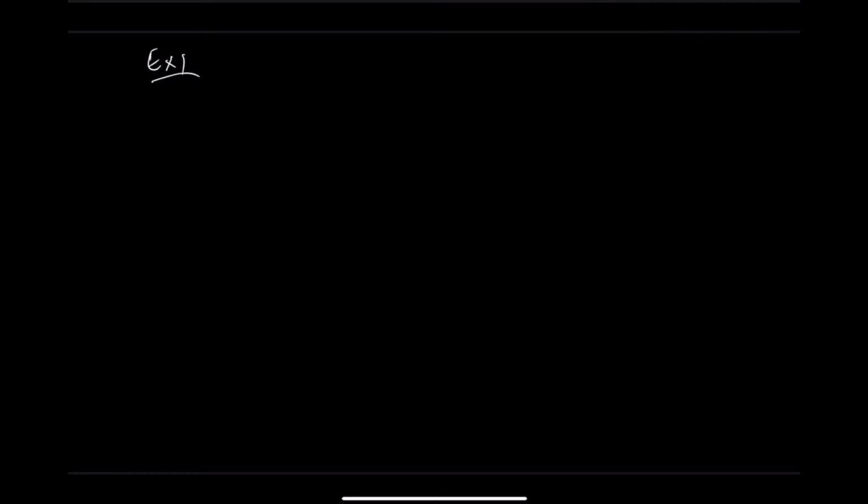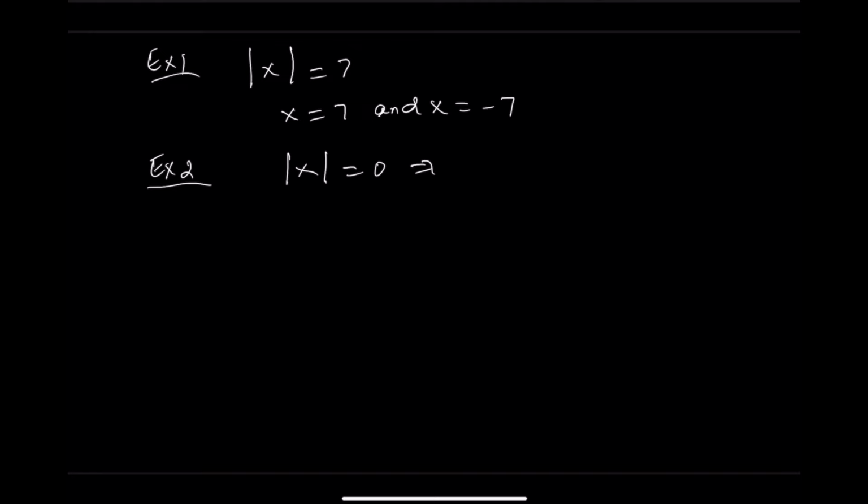The absolute value of x equals 7. This means x is 7 units from 0. That gives us 2 solutions, x equals 7 and x equals -7. If the absolute value of x equals a number, we write x equals that number or its opposite. Next example, the absolute value of x equals 0. There's only one answer, x equals 0.